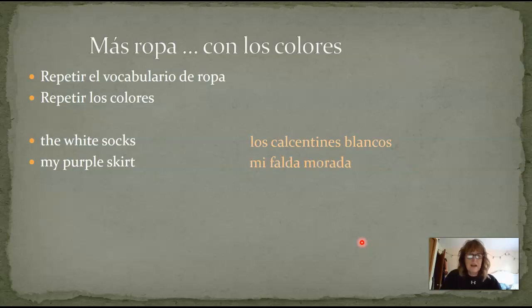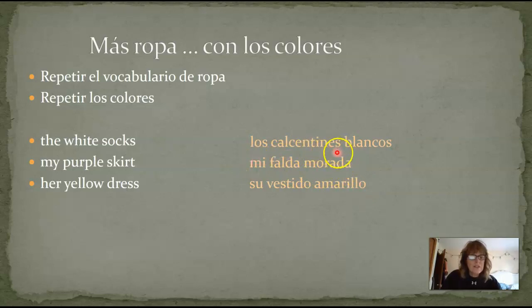Mi falda morada. Put the A at the end of that. Her yellow dress. Su vestido amarillo. Keep in mind again, vestido with an O, amarillo with an O. Falda with an A, morada with an A.